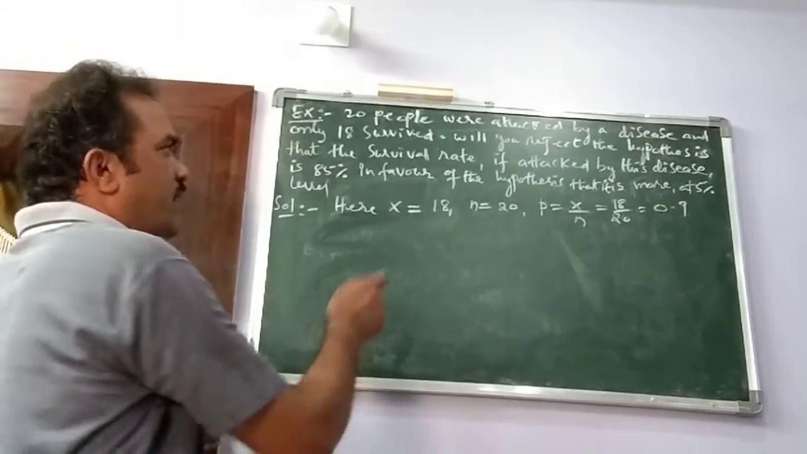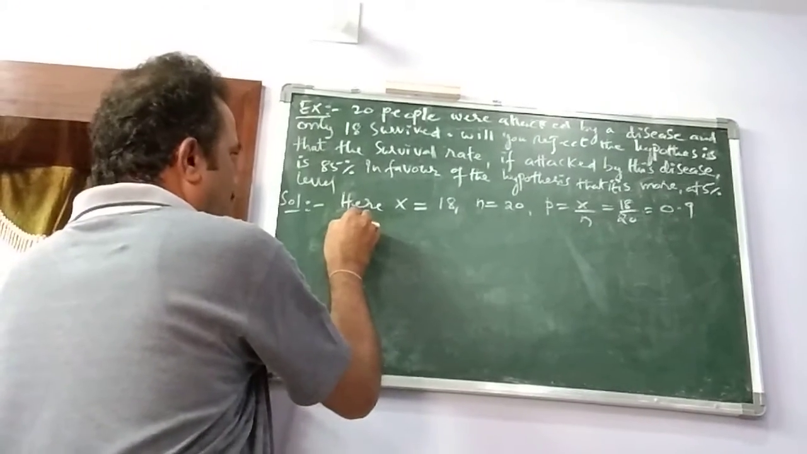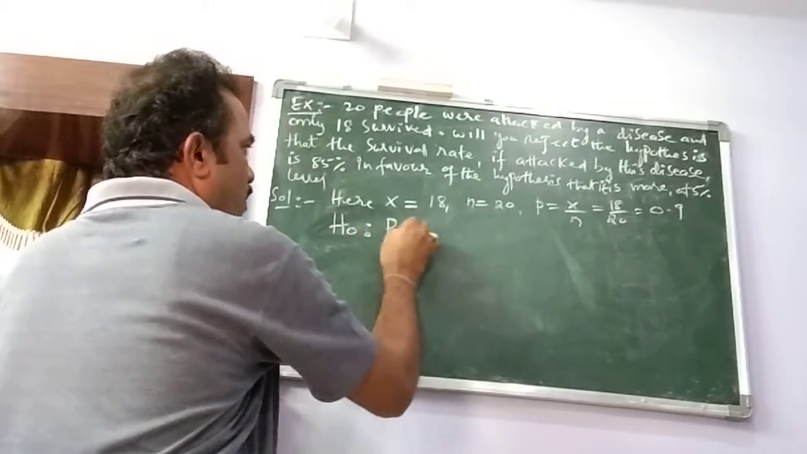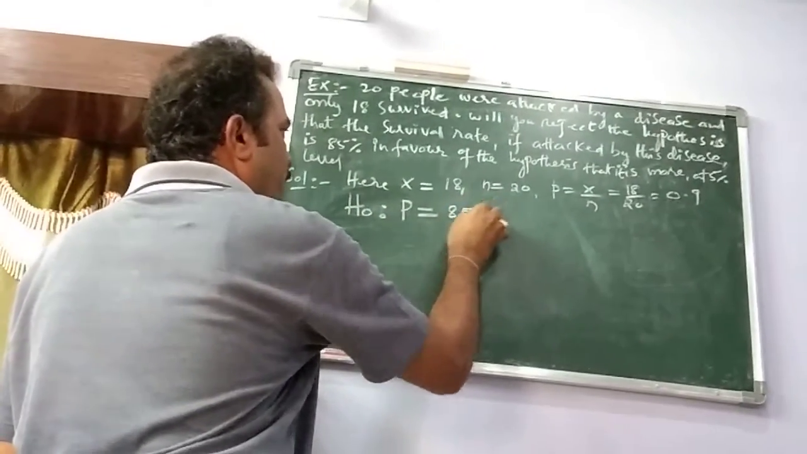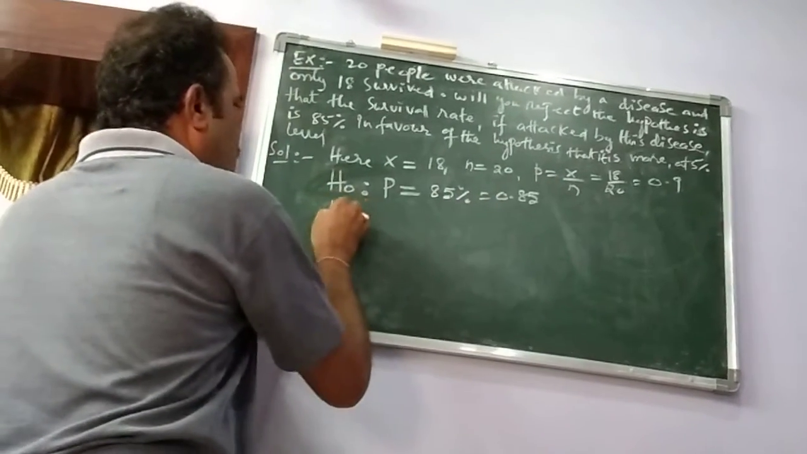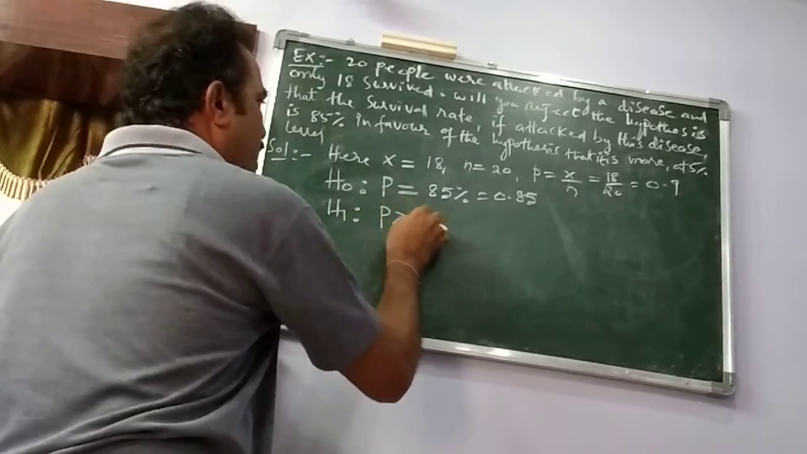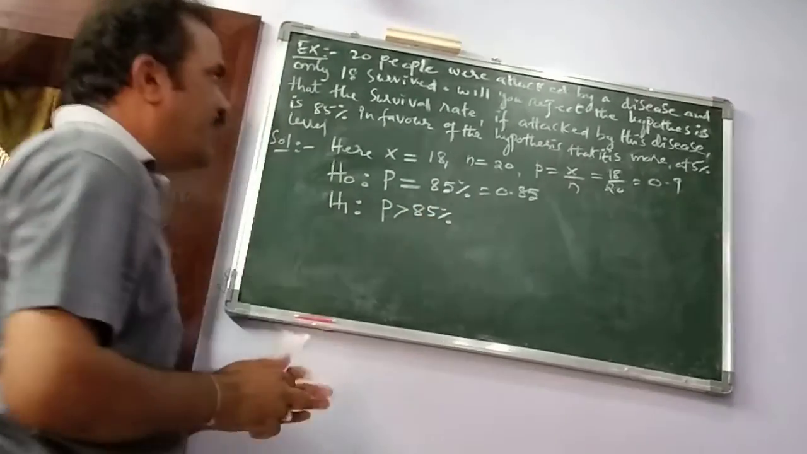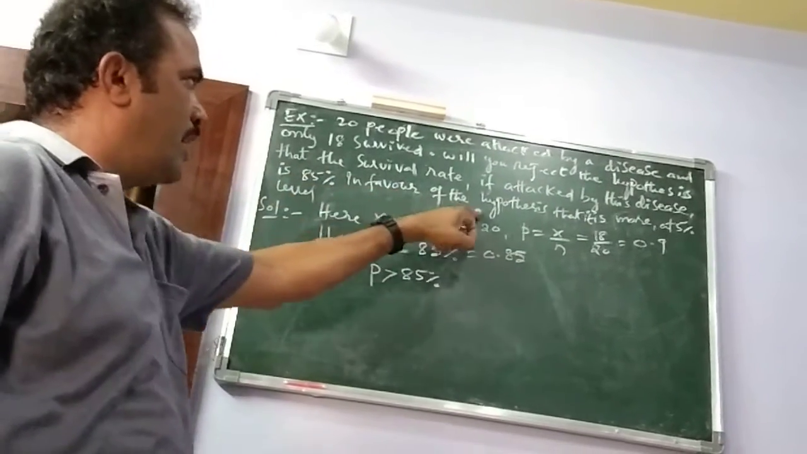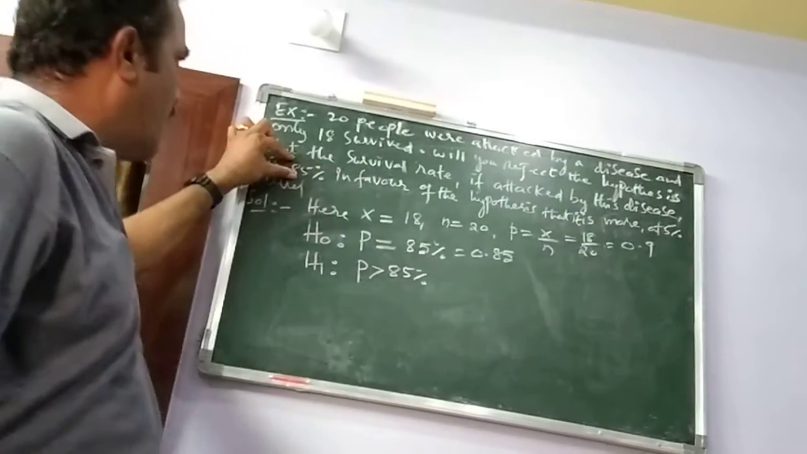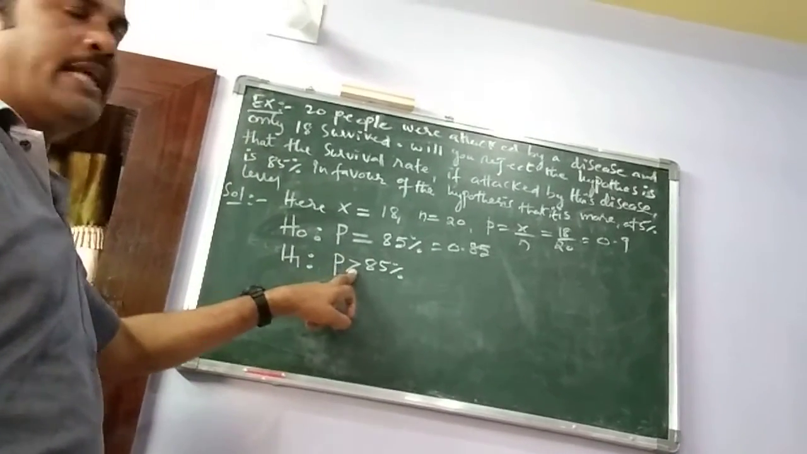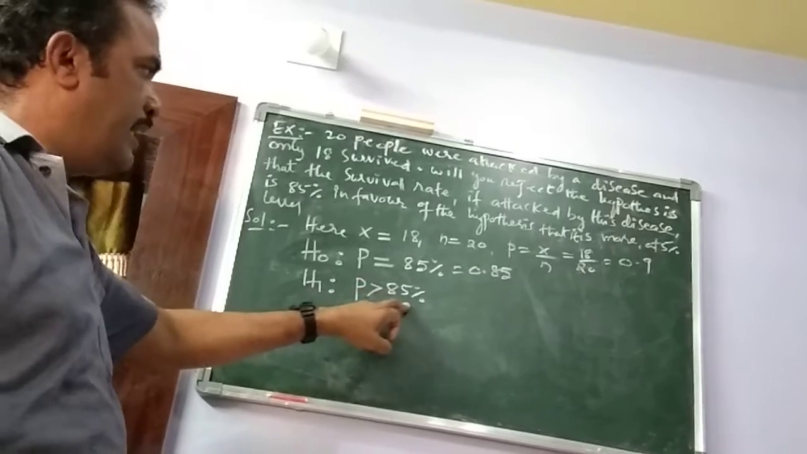So from this you can identify the alternate hypothesis. What is the null hypothesis? Null hypothesis H naught: capital P, the population proportion, equals 85%, which is 0.85. H1: P greater than 85%. This information was given clearly in the problem. If the attack by this disease is 85% in favor of the hypothesis, it is the more value. More means you can apply the greater than condition. So P greater than 85%.